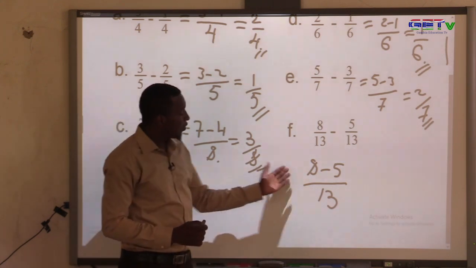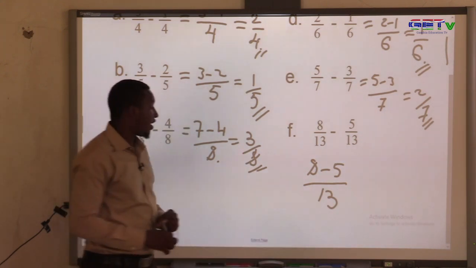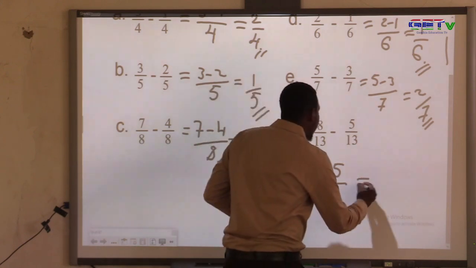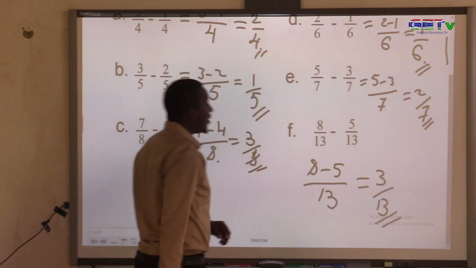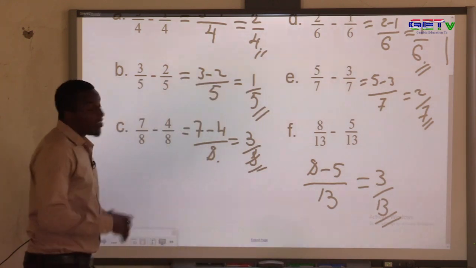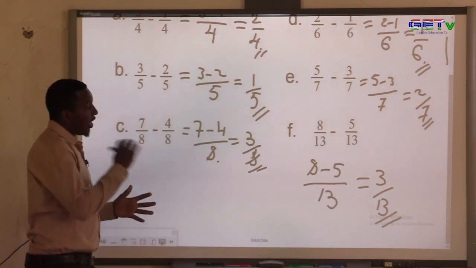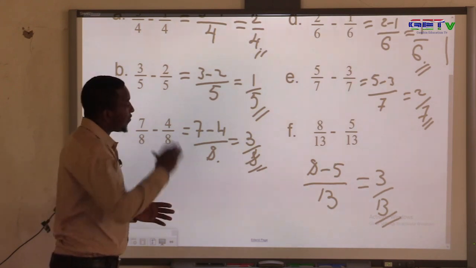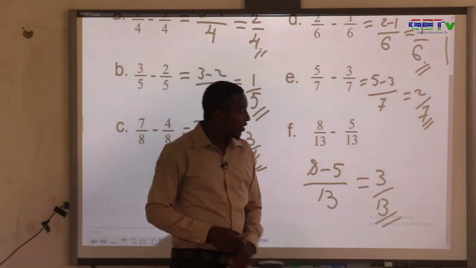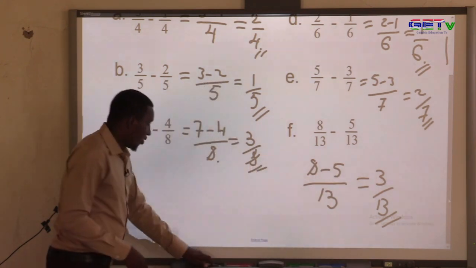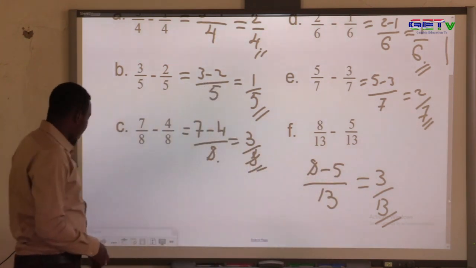So if you take the difference between 8 and 5, that is 8 minus 5, 8 minus 5 will give us 3 all over 13. So therefore, if you take the difference between the two fractions, 8 all over 13 and 5 all over 13, the answer will give us 3 all over 13. That is all for what you've done in the previous lesson.